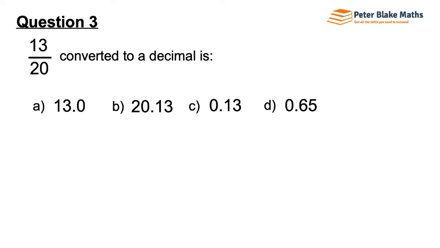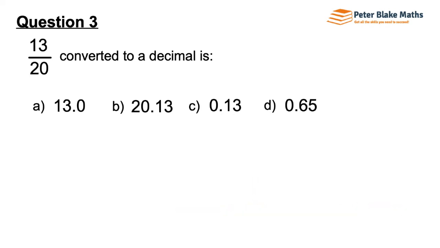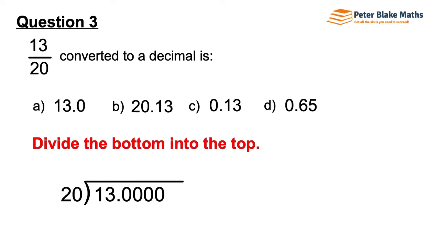Question 3. 13 over 20 converted to a decimal is 13.0, 20.13, 0.13 or 0.65. We'll divide the bottom into the top, which happens in a fraction. So the top is 13, which we'll write out as 13.000. We can put as many zeros as we like after that. And we'll just divide 20 in.